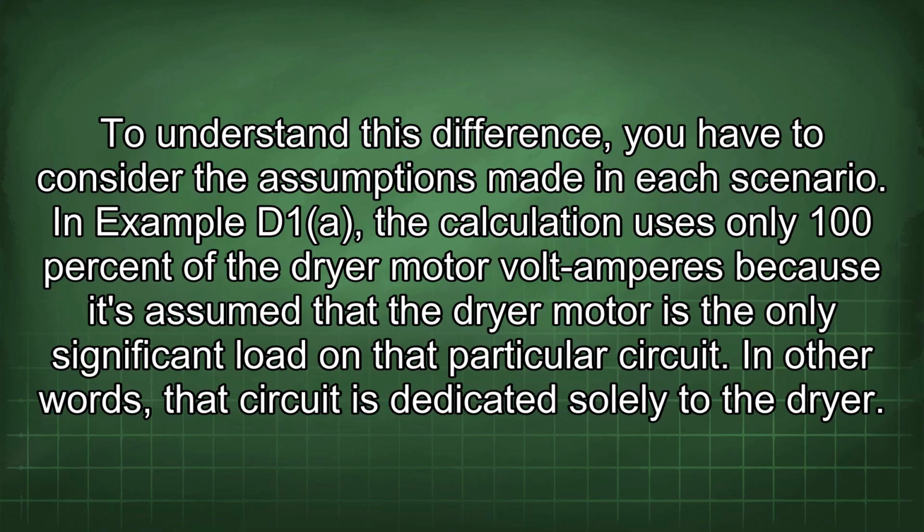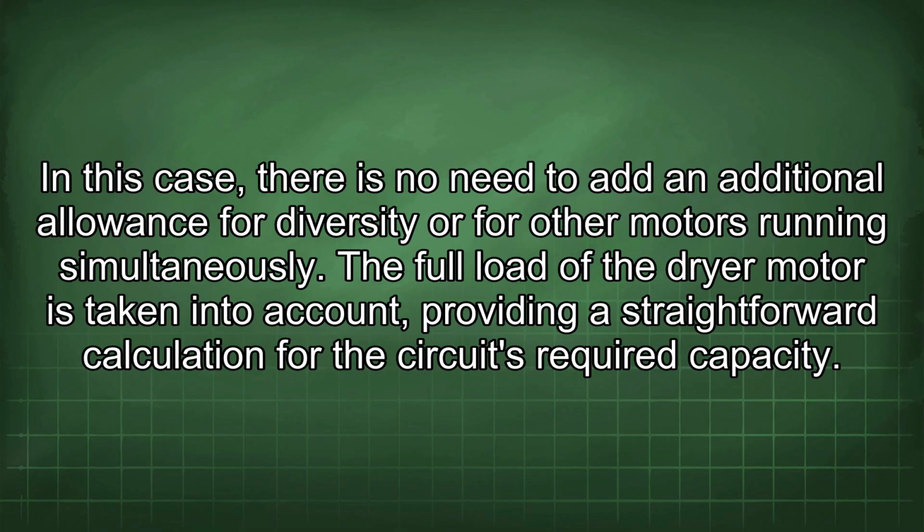In example D1A, the calculation uses only 100% of the dryer motor volt-amperes because it's assumed that the dryer motor is the only significant load on that particular circuit. In other words, that circuit is dedicated solely to the dryer. In this case, there is no need to add an additional allowance for diversity or for other motors running simultaneously. The full load of the dryer motor is taken into account, providing a straightforward calculation for the circuit's required capacity.